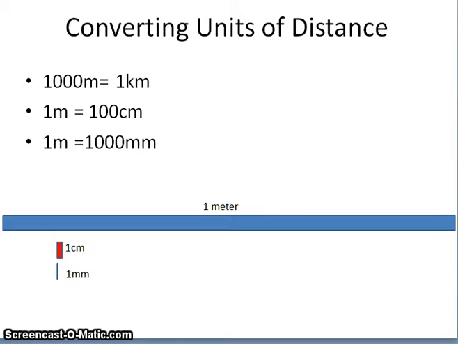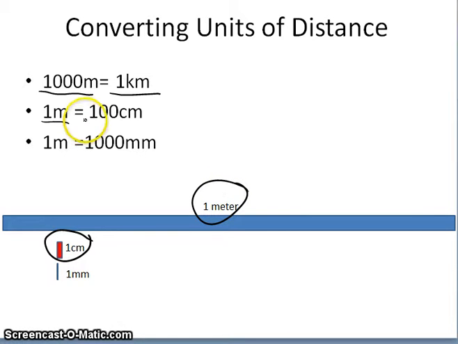We just need to remember a few simple things. We need to remember that if I took 1,000 meters, like I have here, I could add them all together and it would make 1 kilometer. Or if I took 1 meter and I broke it up into 100 pieces that were equal size, like I did down here. So if I have 1 meter, this whole bar is 1 meter, I could break it up into 100 pieces the size of this 1 centimeter block.